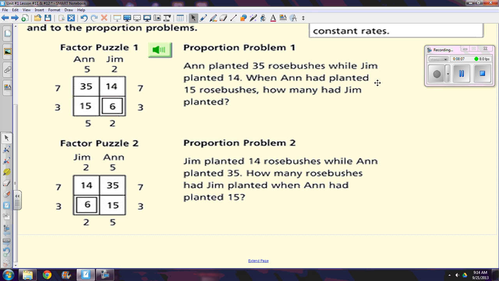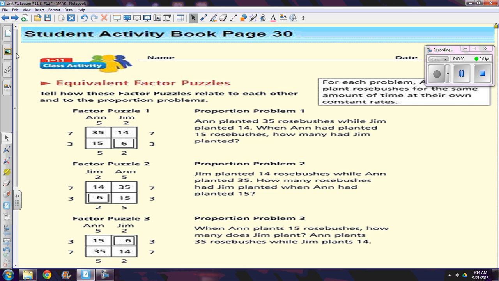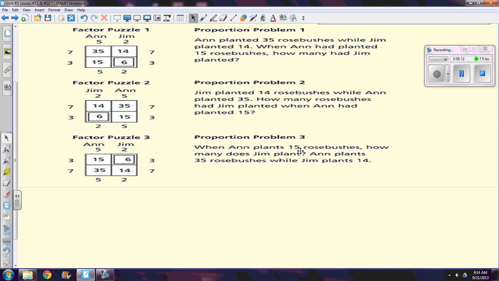Now let's look at the third one, number 3. When Ann plants 15 rose bushes, how many does Jim plant? If Ann plants 15, Jim plants not sure, so we box it. Ann plants 35, Jim plants 14. So the boxed part is now on top. But it's still the same information, just in a different order. That's what they want you to look at. It's still representing these proportions with factor puzzles, but showing you different ways to set up your factor puzzle.